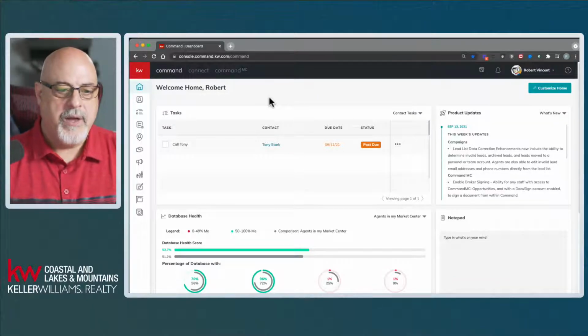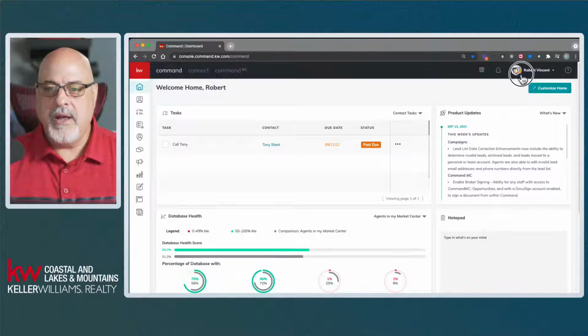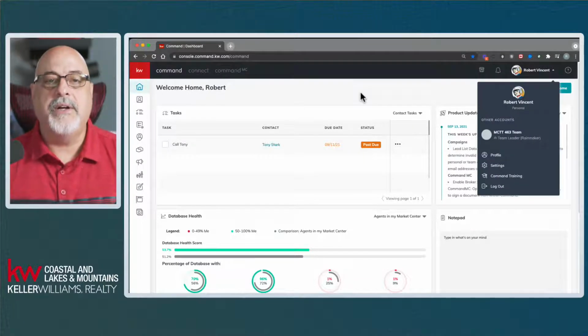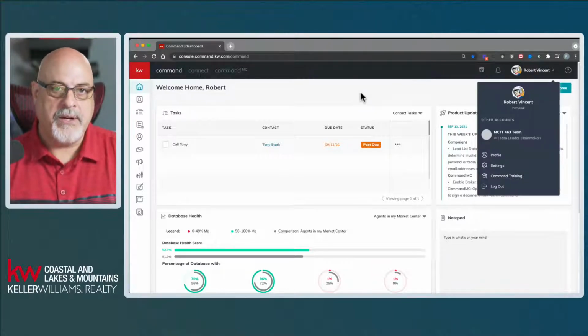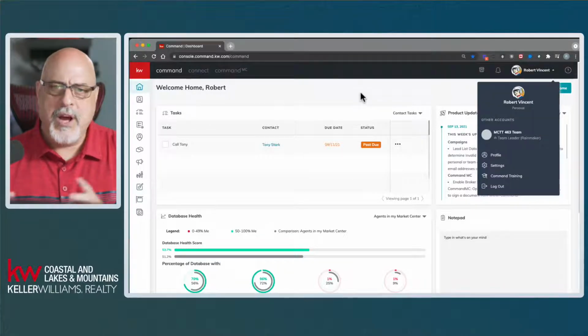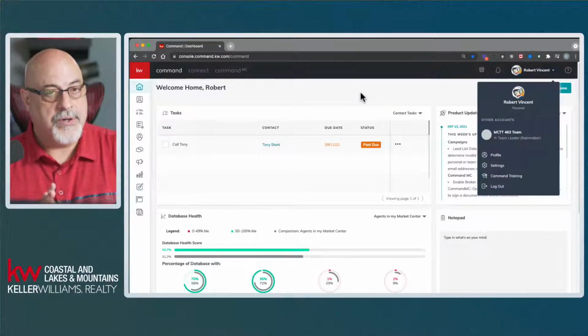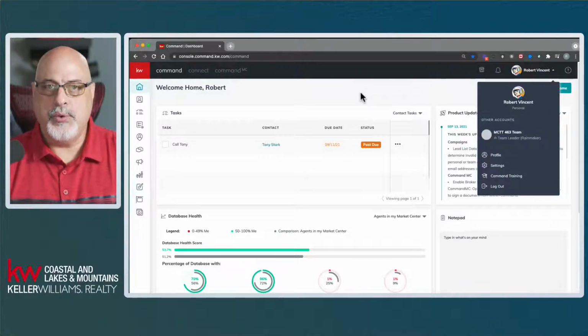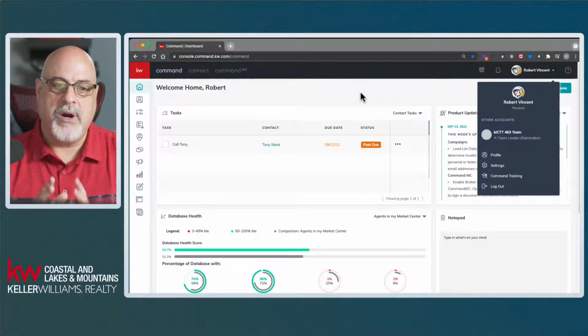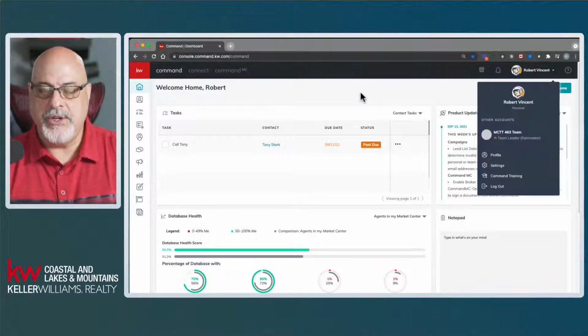Okay, so here we are in Command. Of course, we landed on the home page here. I've logged in already, and I'm logged in as Robert Vincent. I'm not logged in as my team, and I want to make it very clear that we're not going to be talking about the team aspect of opportunity management in this class, the opportunity pipeline, because there are significant differences and tools available to you in the team as a rainmaker that we don't want to cover in this class here. We're covering this class as an individual agent.